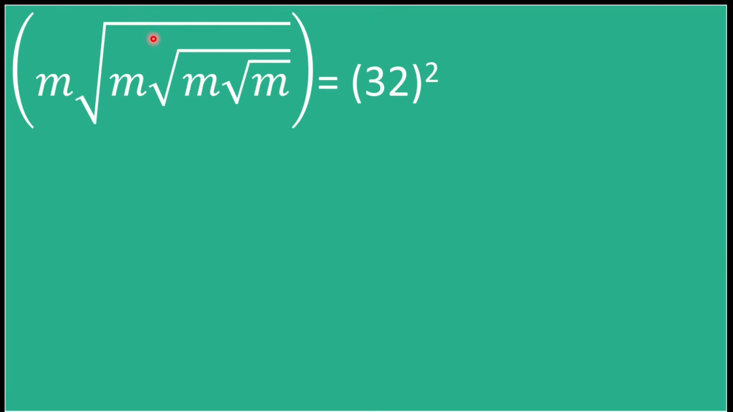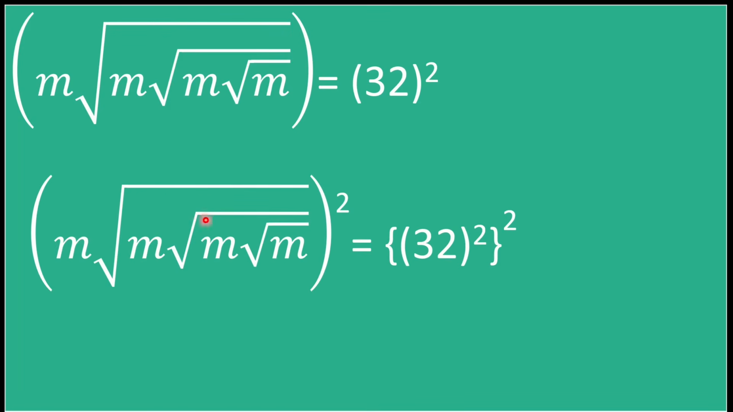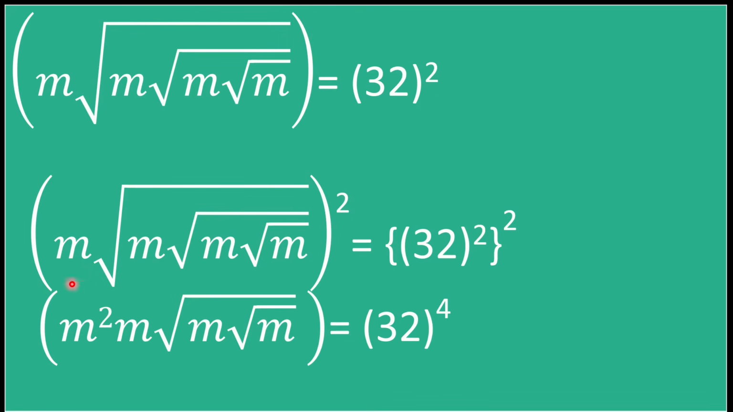And now we have to eliminate this square root. So for this we will take square on both sides again. Now this square and this m will become m square, because this square is on the whole value. So this m will become m square, and this square will cancel this square root. So overall this will become m square into m into square root of m into square root of m, which is equal to 32 power 4, because this 2 power 2, here we will apply power of power rule.